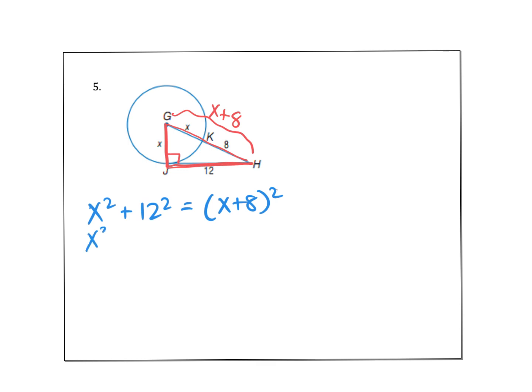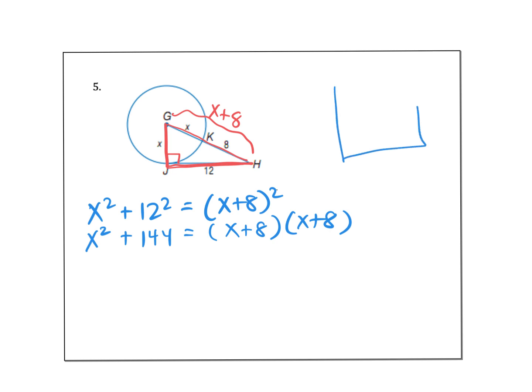So we're not going to have much that we can do yet with that x squared, but 12 squared we know is 144. Now x plus 8 squared is the same as x plus 8 times another x plus 8. And guess what? We can use the box method and we can multiply those binomials. Across the top we'll put x plus 8, across the side we'll put x plus 8. And then we'll multiply. X times x is x squared. X times 8 is 8x, x times 8 is another 8x, and 8 times 8 is 64.